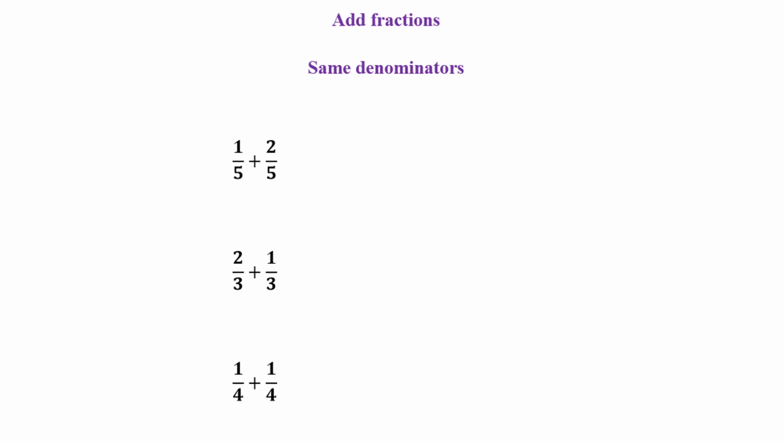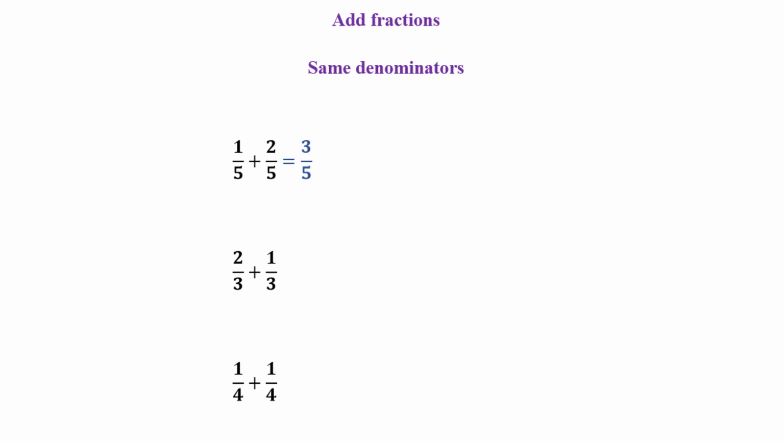We're going to talk about adding fractions that have the same denominators. Let's start with adding two fractions that have the same denominators. What is the sum of 1/5 plus 2/5? The two fractions have the same denominator 5, so we write 5 at the denominator. There is a plus between the fractions, so we add the numerators. 1 plus 2 is 3, so 1/5 plus 2/5 is 3/5.